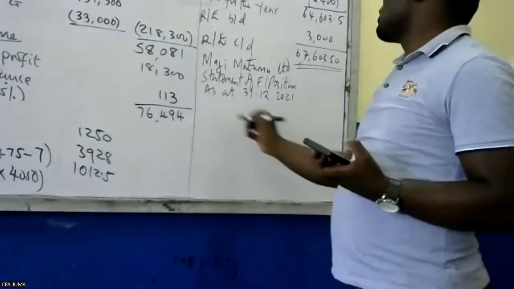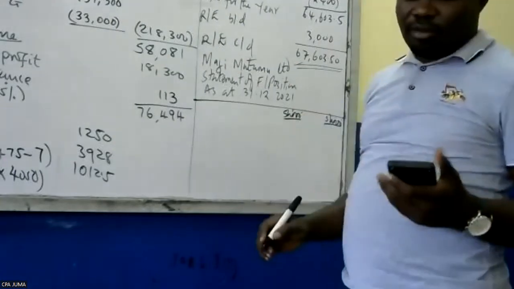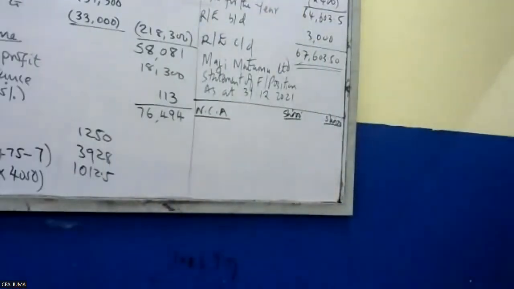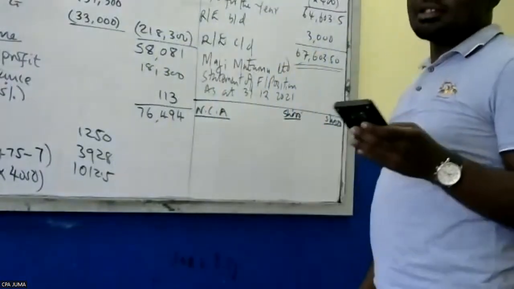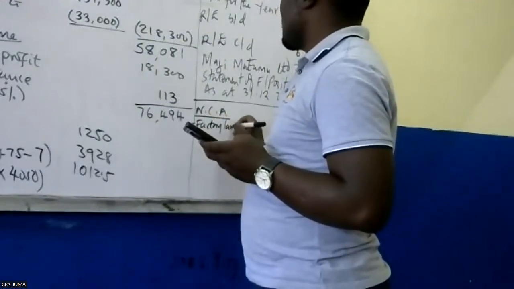Alright, so let's go to the statement of financial position. We start with assets, non-current assets. We have factory, land, and buildings.